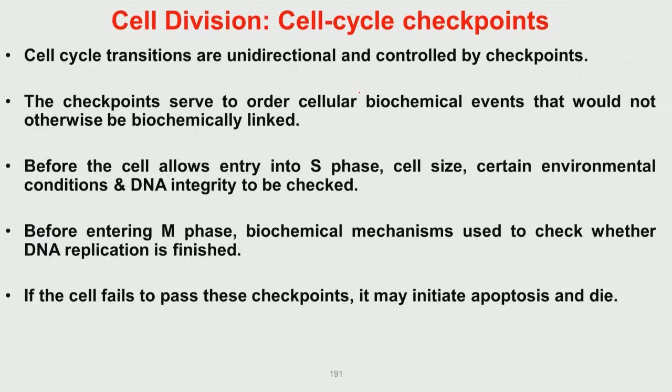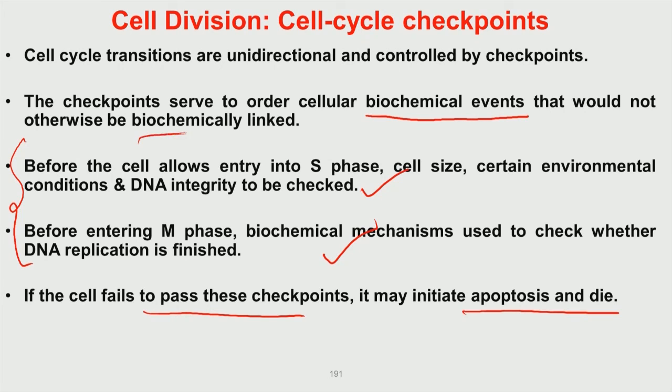These are some of the other points that are mentioned and summarized again. If a cell fails to pass these checkpoints, it initiates apoptosis and dies. The significance of these checkpoints is summarized in these points: going from one phase to another, and linking cellular biochemical events that would not otherwise be biochemically linked. This is why these checkpoints are important in the cell division process. This particular statement explains that. Other things that I have mentioned, and I repeat, are that cell cycle transitions are unidirectional and therefore irreversible in nature. So, it goes only in one direction.